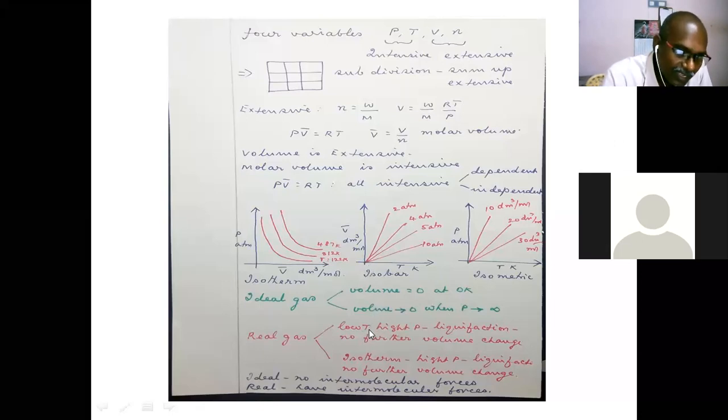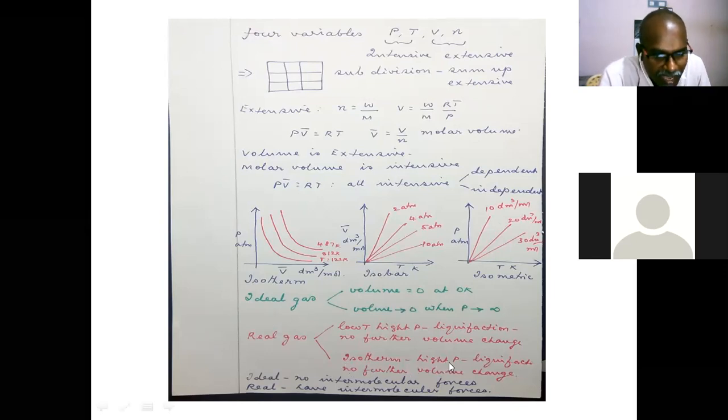But for a real gas, at a low temperature and very high pressure, liquefaction takes place. The gas becomes liquid. When it becomes liquid, there is no appreciable further change in the volume. Therefore, volume is not approaching zero, but approaches a small quantity, and further reduction in temperature or further increase in the pressure is not making an appreciable change in the volume in the case of real gases. And also in the case of isotherm, at high pressure, when you increase the pressure, again liquefaction takes place. After the liquefaction, there is no appreciable change in the volume.